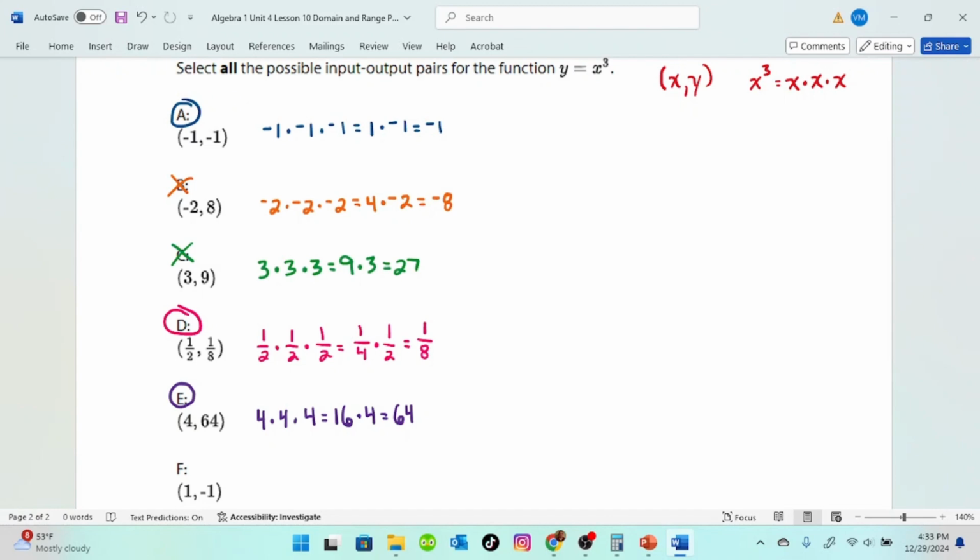And our last choice, F, we have 1 times 1 times 1. 1 times 1 is 1. And 1 times 1 is 1. That does not match our y value of -1. So F is not a possible input-output pair.